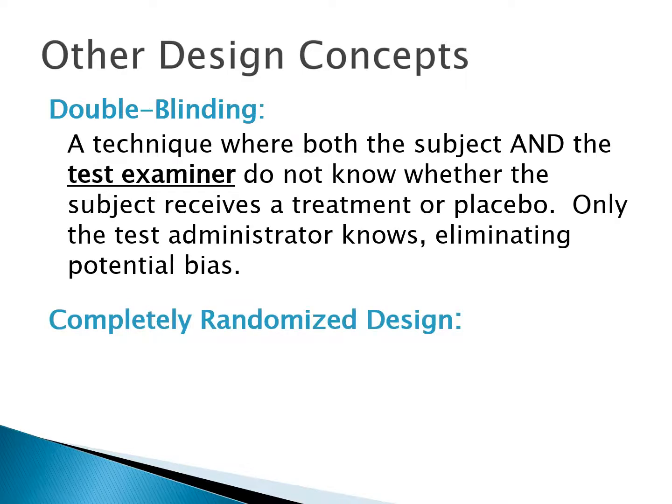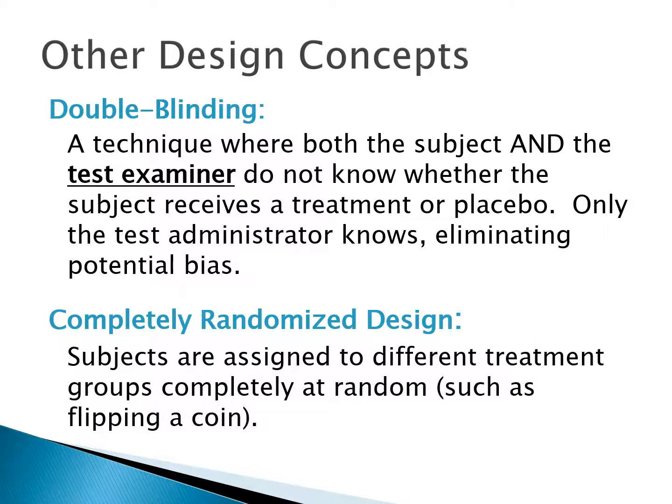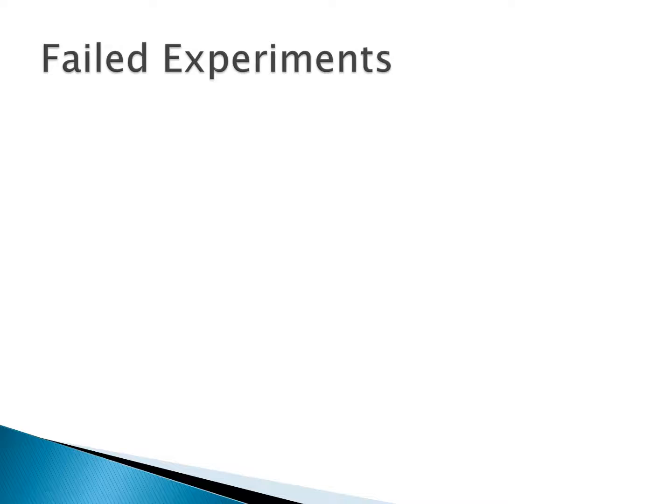Another bit of terminology here, when we talk about a completely randomized design, that's when we're assigning these treatments to our subject completely at random, such as flipping a coin, rolling a die, using a random number generator, something like that. When we have a failed experiment, it's often due to something called confounding.